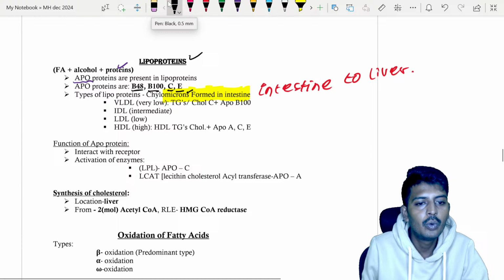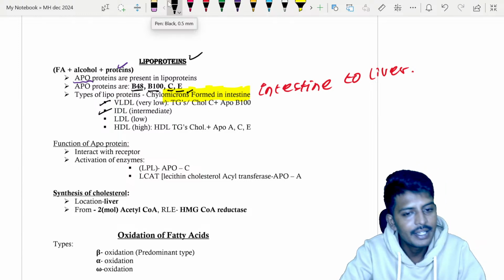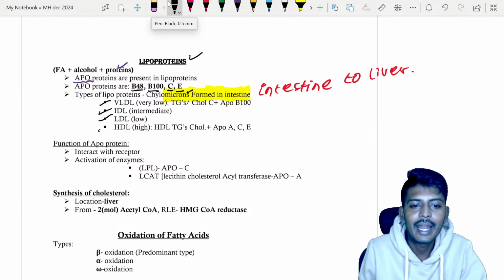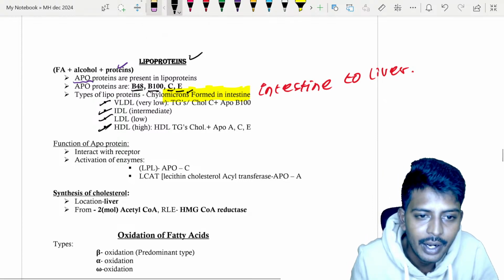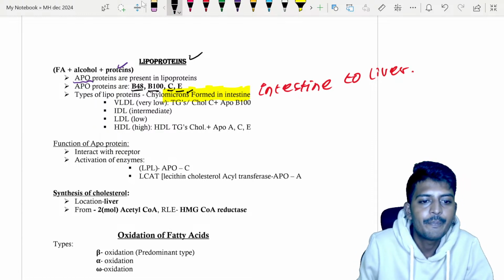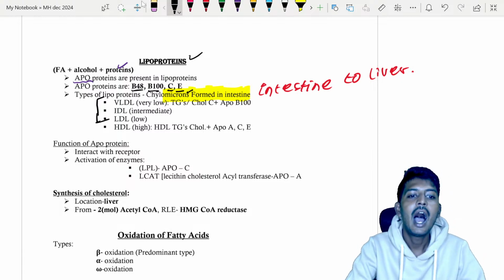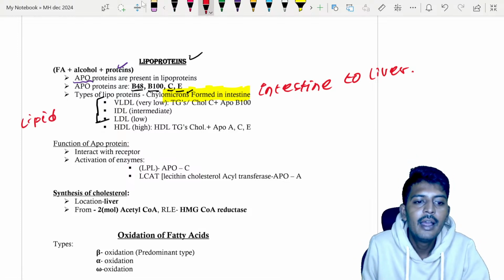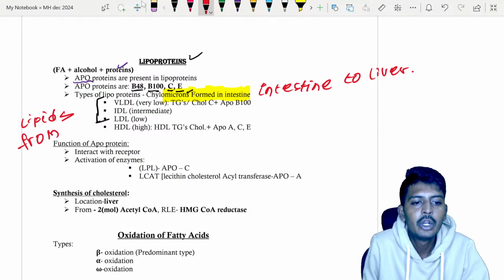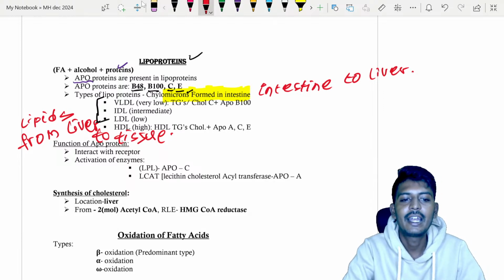And we have two other subtypes: VLDL, very low density lipoprotein, intermediate density lipoprotein, and low density lipoprotein, and a high density lipoprotein. Which is the good one, which is the bad one, let's try to understand and make a note of it. VLDL, IDL and LDL all carry the cholesterol or lipids from the liver to the tissues.